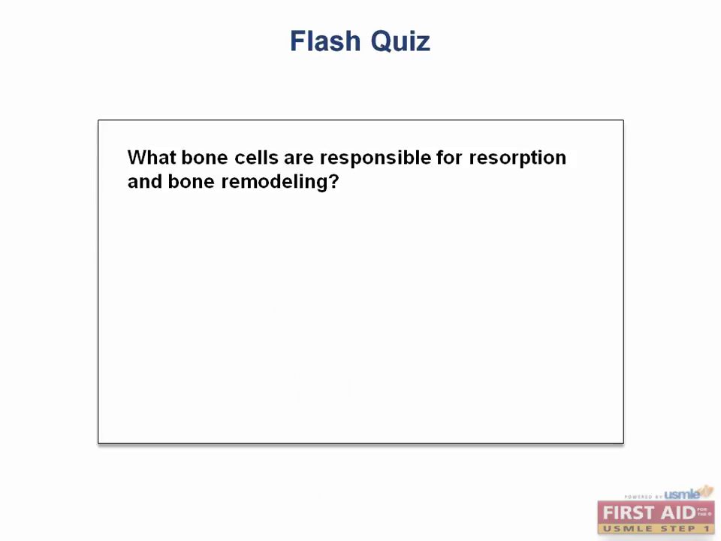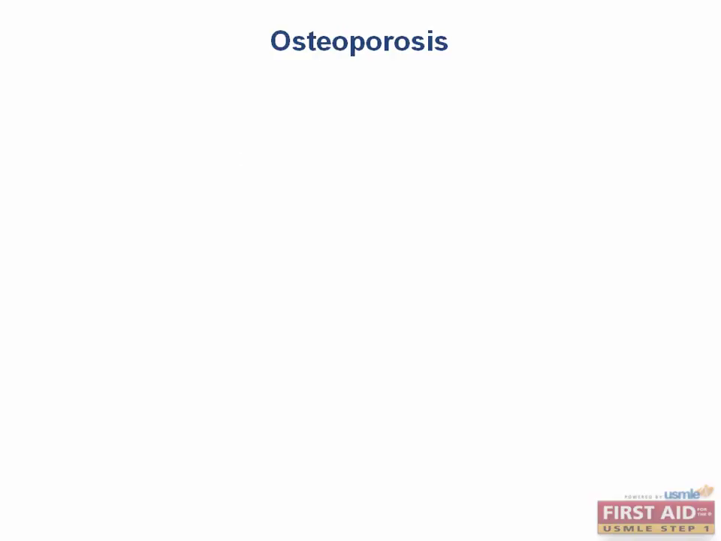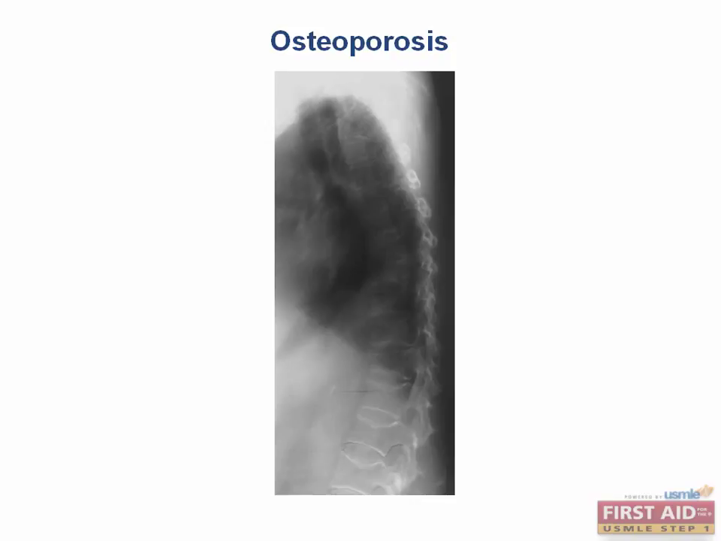Flash quiz. What bone cells are responsible for resorption and bone remodeling? Answer: osteoclasts. Osteoporosis is an extremely common disease, and as is the spirit of Step 1 exams, common diseases are always well represented in their question bank. Osteoporosis is defined as a reduction of primarily trabecular bone mass despite normal bone mineralization and lab values.